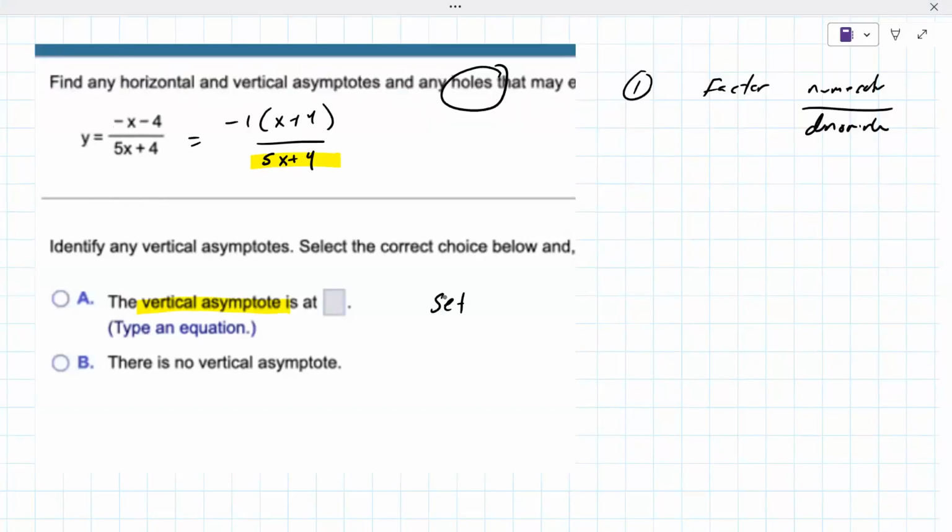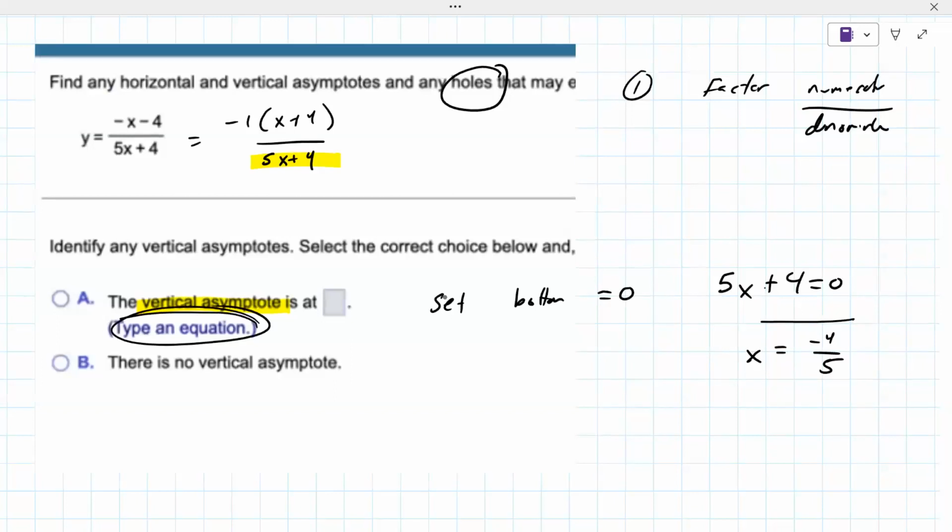The vertical asymptote down here is where the bottom equals 0. So you set the bottom equal to 0. 5x plus 4 equal to 0. You solve for x. X equals -4 over 5 for that. It says an equation. That means this whole thing here. So go ahead and type that in. Let me know if there is more there that is needed.